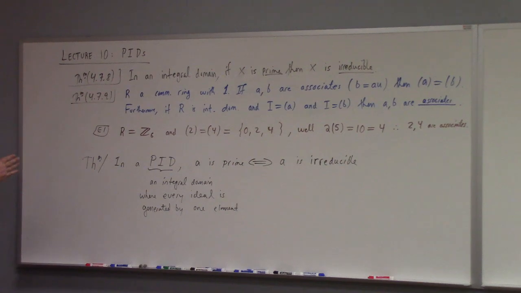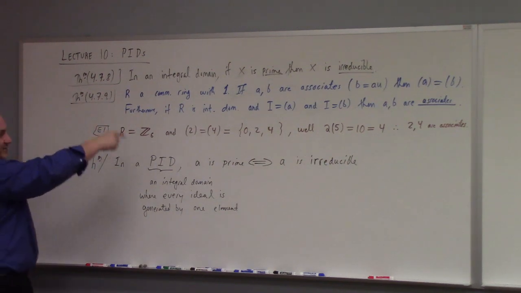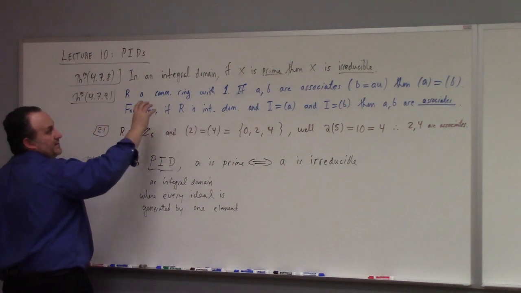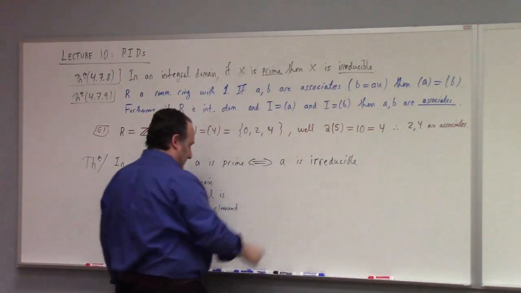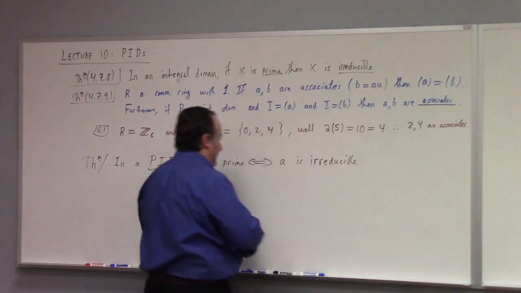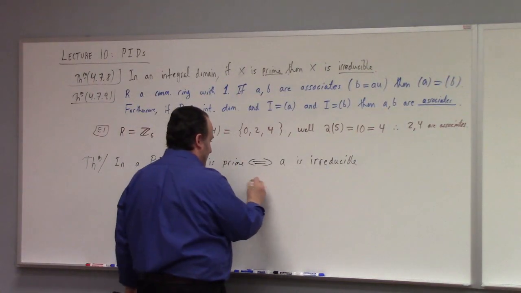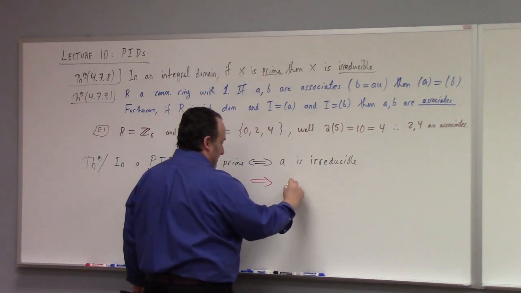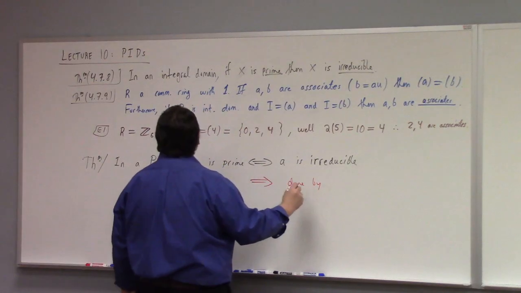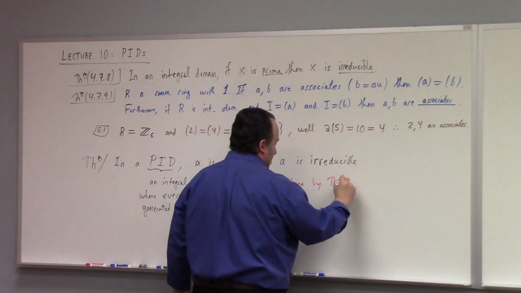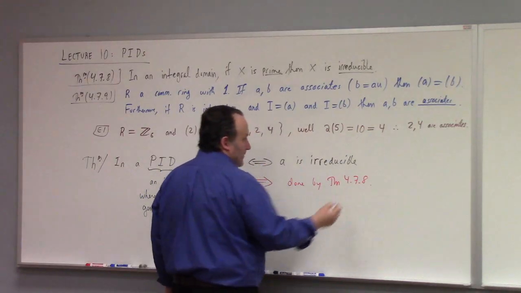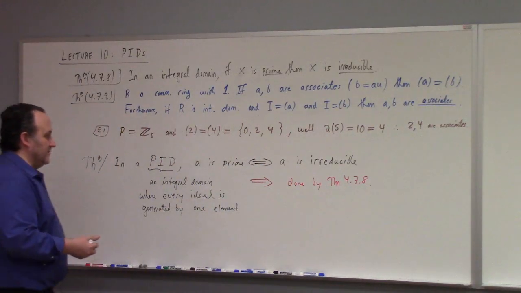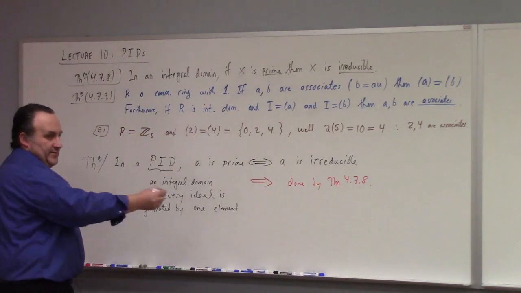Let's see here. So, which direction do we already have? Up here. So this is an integral domain. So if it's prime, it's irreducible, right? So there you go. Half of our work is done for us last time, done by theorem 4.7.8, right? So we need to go and investigate the other direction.